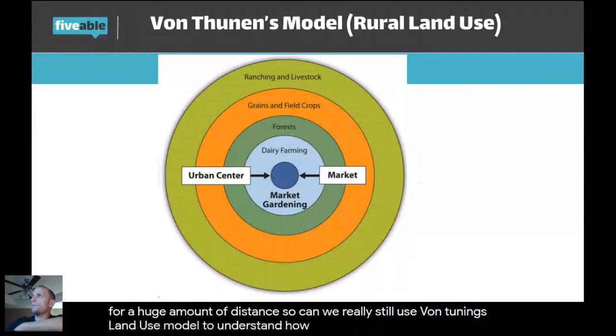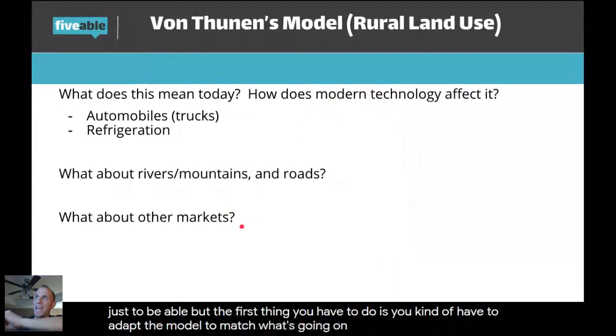And it's debatable, but the first thing you have to do is adapt the model to match what's going on today, all right? So those assumptions that we looked at earlier, you really have to kind of play with them and tweak them some. So automobiles, especially trucks, and refrigeration, which can be put into trucks, are going to be major game changers.